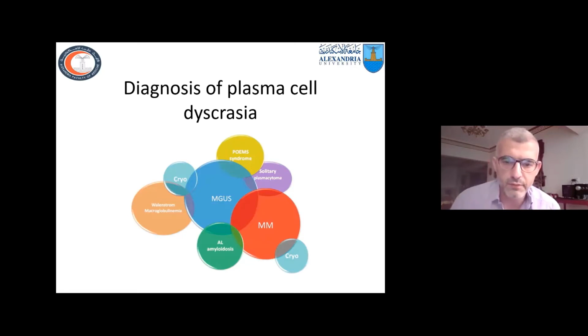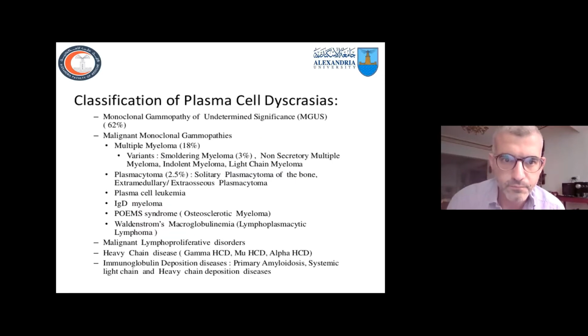It is made of a spectrum of diseases, as we discussed, from multiple myeloma to monoclonal gammopathy of undetermined significance, to amyloidosis, to solitary plasmacytoma, POEMS, cryoglobulinemia, Waldenström. So basically, we just need to untangle this.